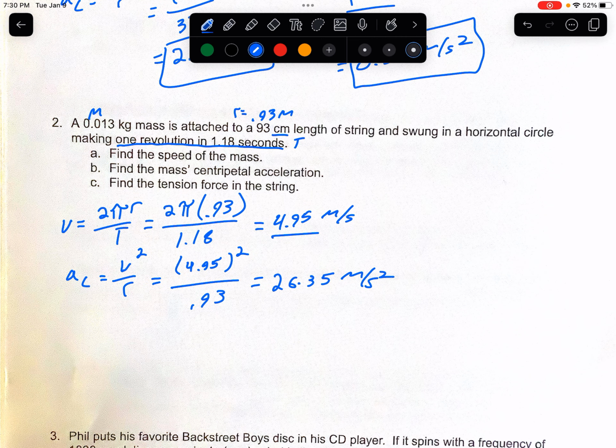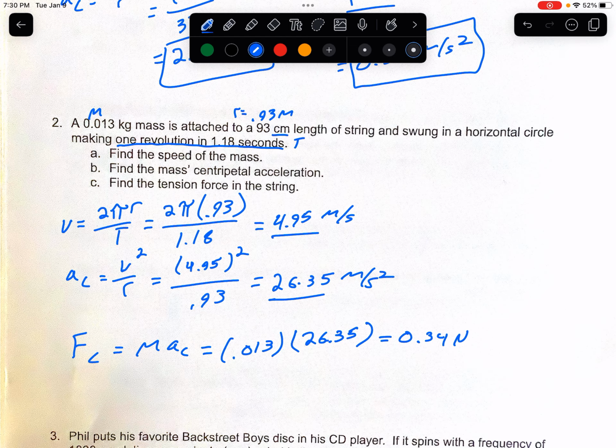Now, C, find the tension force in the string. Your centripetal force is FC. Anytime you see the word force, we're looking for F. FC just means centripetal. So it equals mass times your centripetal acceleration, which now I have. My mass was 0.013 times your acceleration, which is 26.35. We're just going to multiply those, and you're going to get a value of 0.34 newtons.